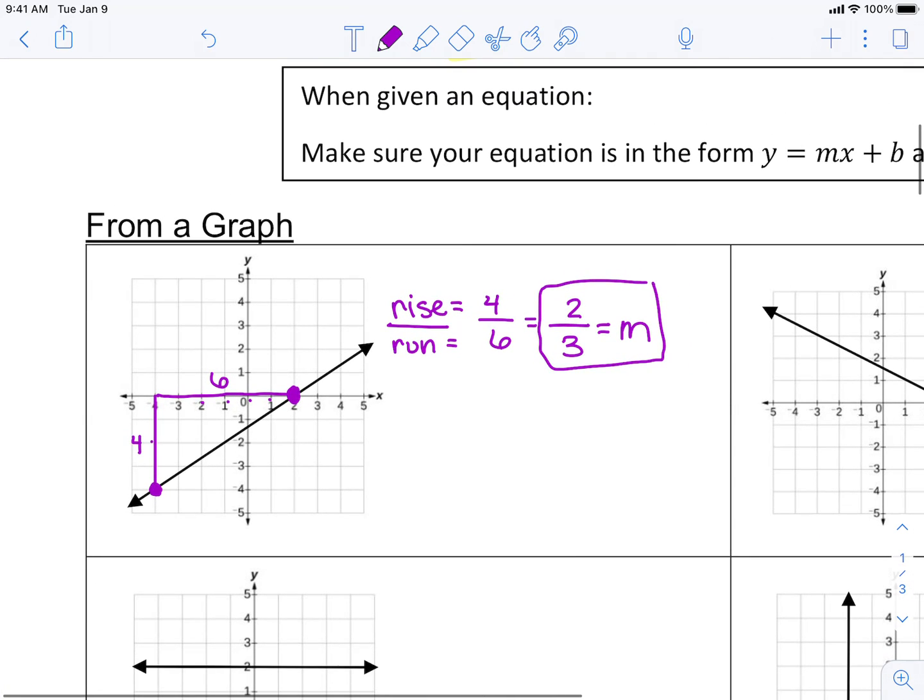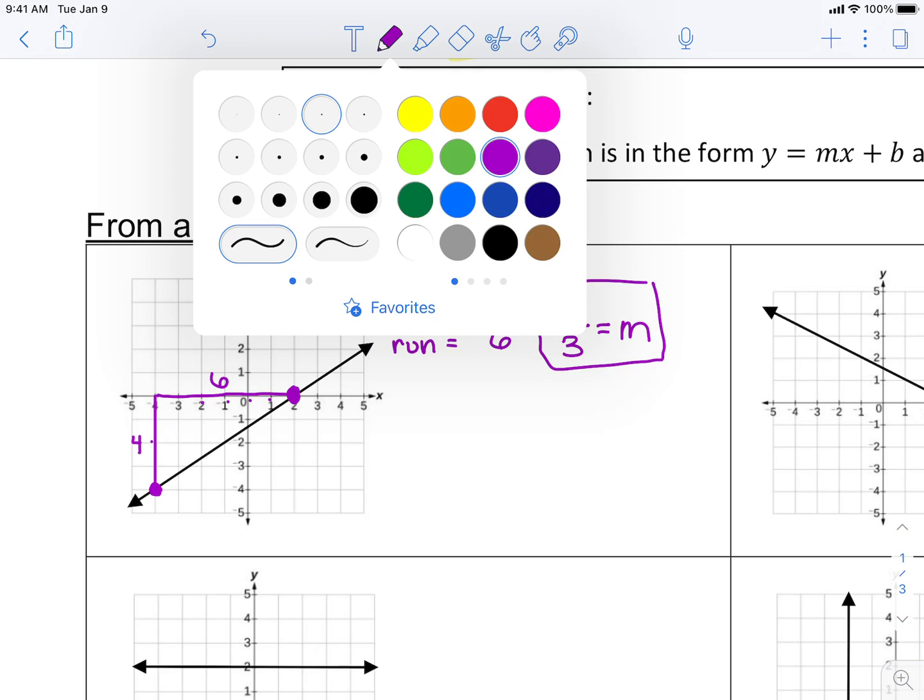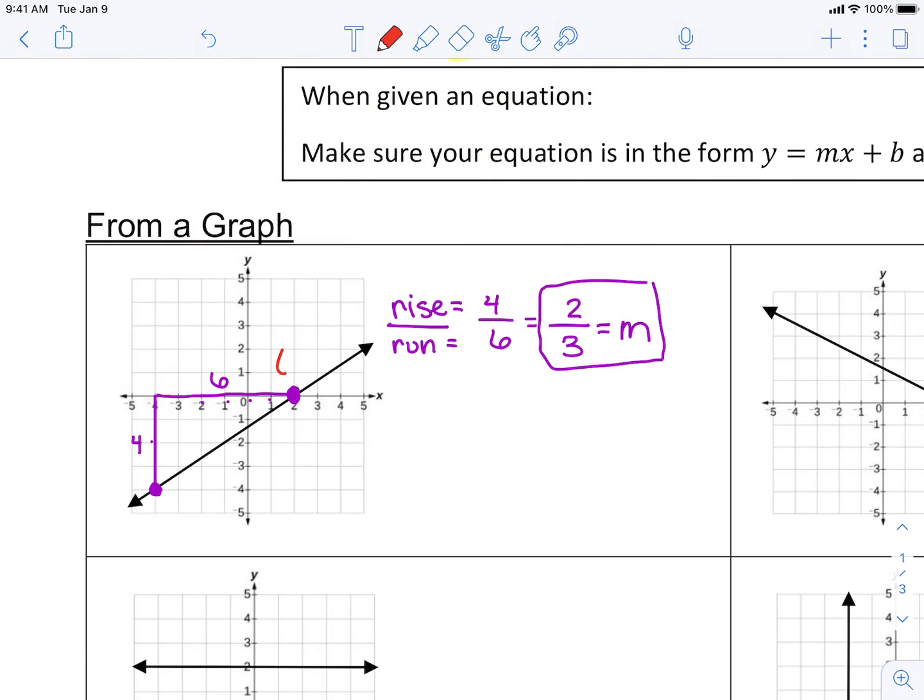Okay, the other method we said was to use the slope formula. To do that, you need to label your points. This point would be (2, 0), and this point would be (-4, -4). So I'm going to rewrite those points: (2, 0) and (-4, -4). This is my x1 and this is my y1 because it's the first point I have listed. This is my x2 and my y2 because it's the second point I have listed.